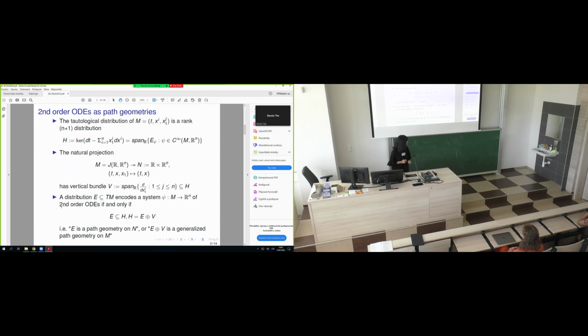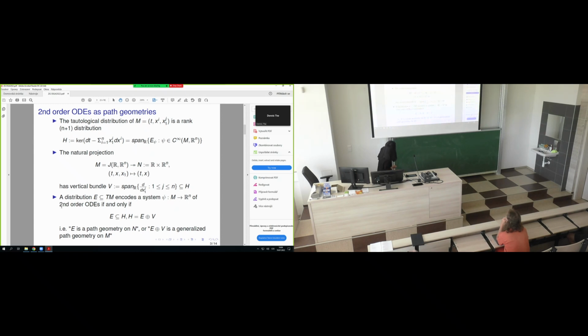And now we can conclude that a distribution encodes a system of second-order ODEs if and only if it is tangent to the tautological bundle, and it is a splitting of the subbundle of the vertical. And then actually E will automatically have rank 1. And in this case, we say that E is a path geometry on N, or this splitting is a generalized path geometry on the one jet space.